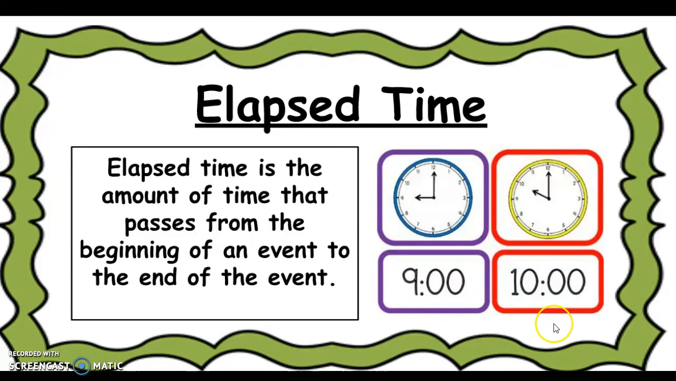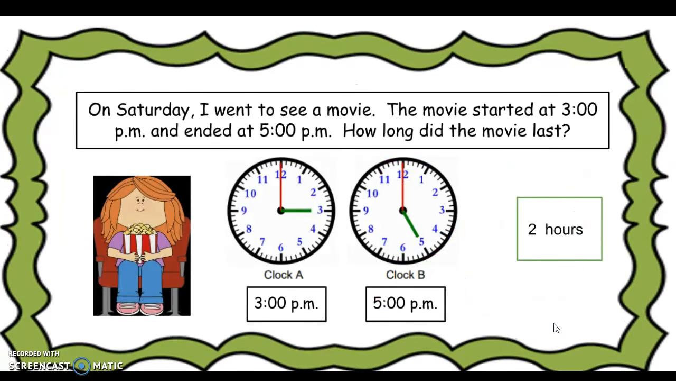Let's do a couple of examples. On Saturday, I went to see a movie. The movie started at 3 o'clock p.m. and ended at 5 o'clock p.m. How long did the movie last? I'm sure you're looking at our first clock already to see that the movie started at 3 o'clock p.m. And of course, I see my hour and minute hand. I know that it ended at 5.